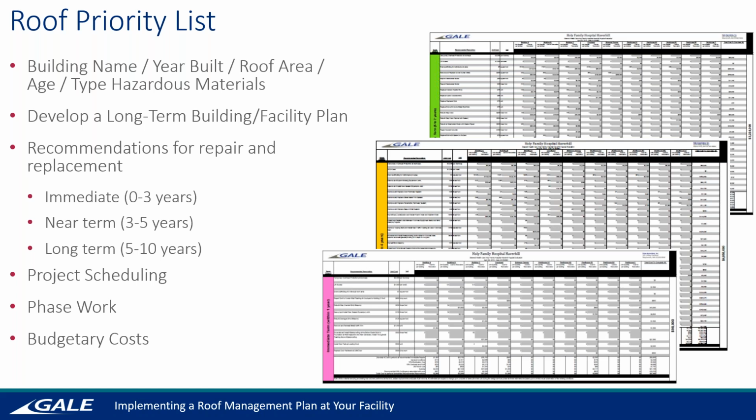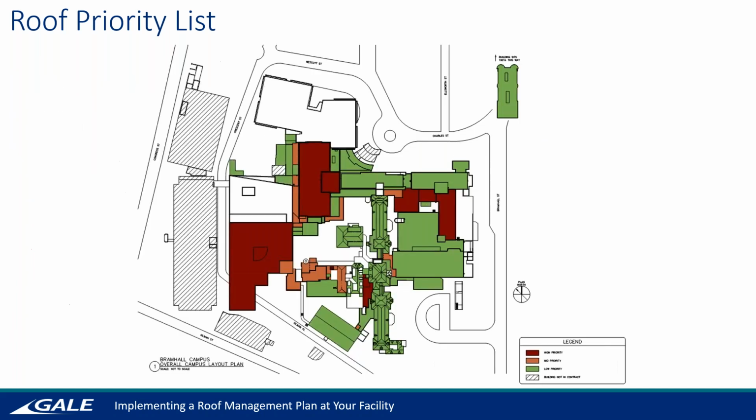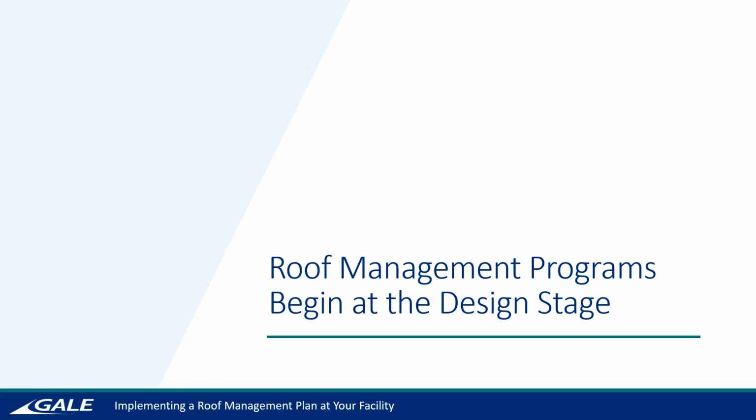And once you have all that information, you can see a macro view of your facilities. And now you can see the red is high priority, the orange is medium, and the green is low. But because these roof areas are next to each other, you may be able to save money by doing one roof area that's adjacent to the other. At this point, I'm going to turn it back over to Tony so he can talk about roof management programs.